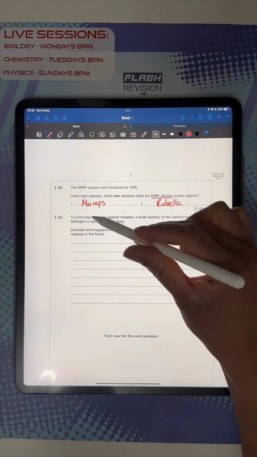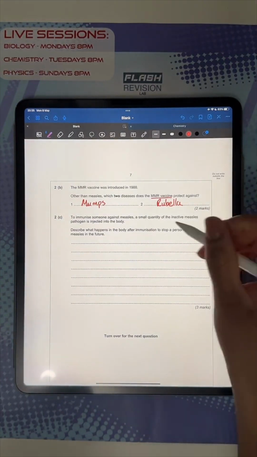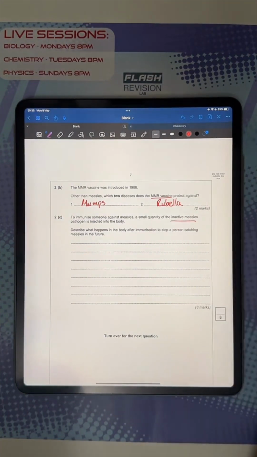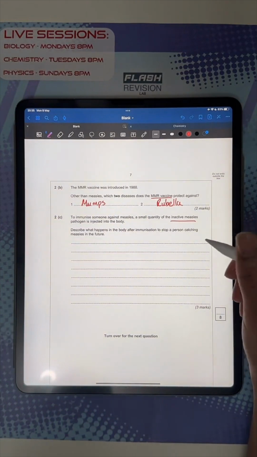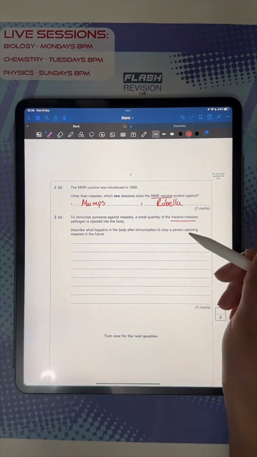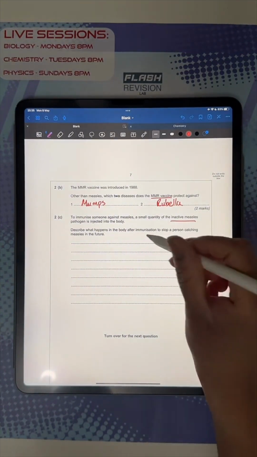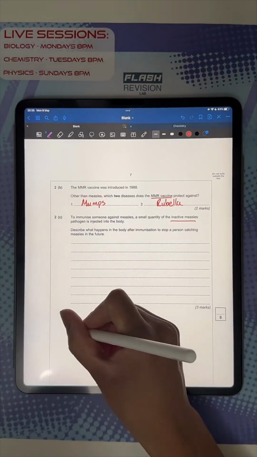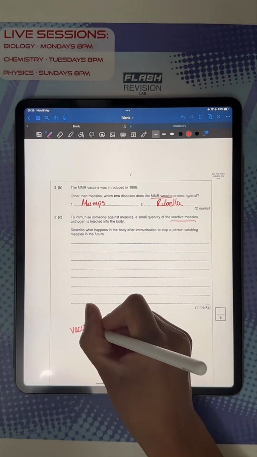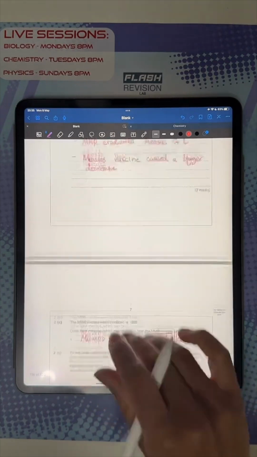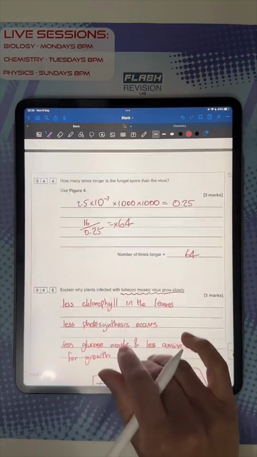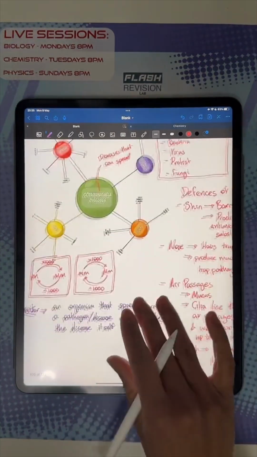Right, next we've got immunizing someone. So we immunize someone against measles, a small quantity of inactive measles pathogens, so this is relevant to everyone, is injected into the body. What happens to the body after immunization? When they say immunization, they mean vaccines. So what does a vaccine do? Let's add this to our notes.